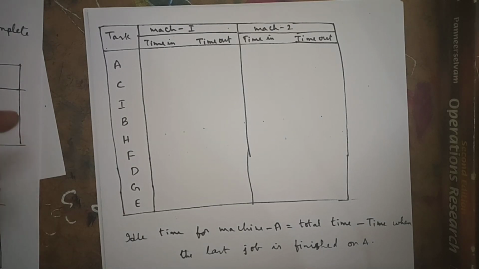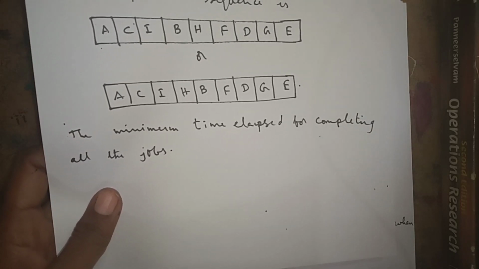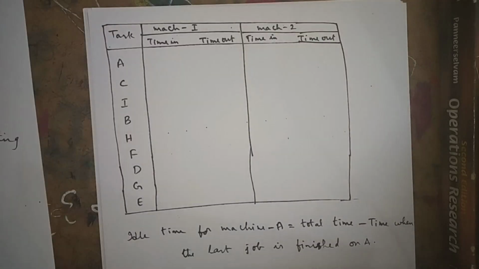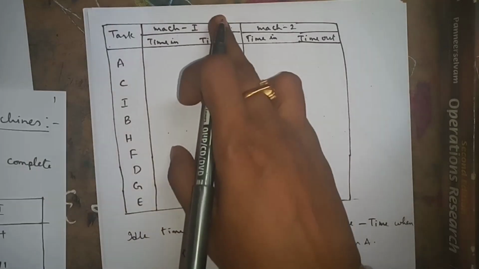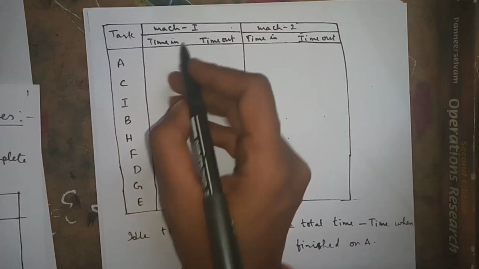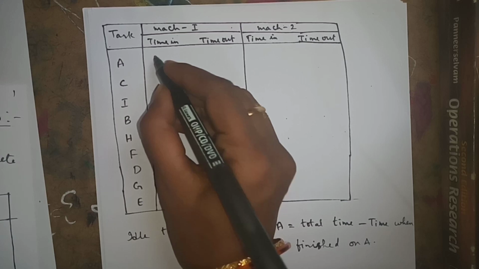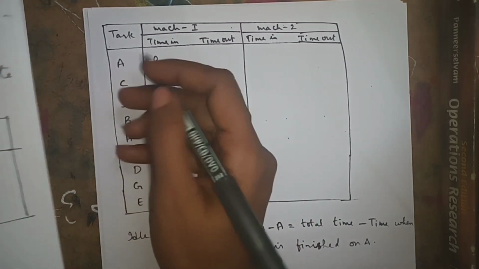Next, we have to draw this table for tasks. How many tasks have we got? The tasks are A, C, I, B, H, F, D, G, E. I wrote the tasks like this. And machine 1: time in, time out. Machine 2: time in, time out. Time in initially means at time 0.